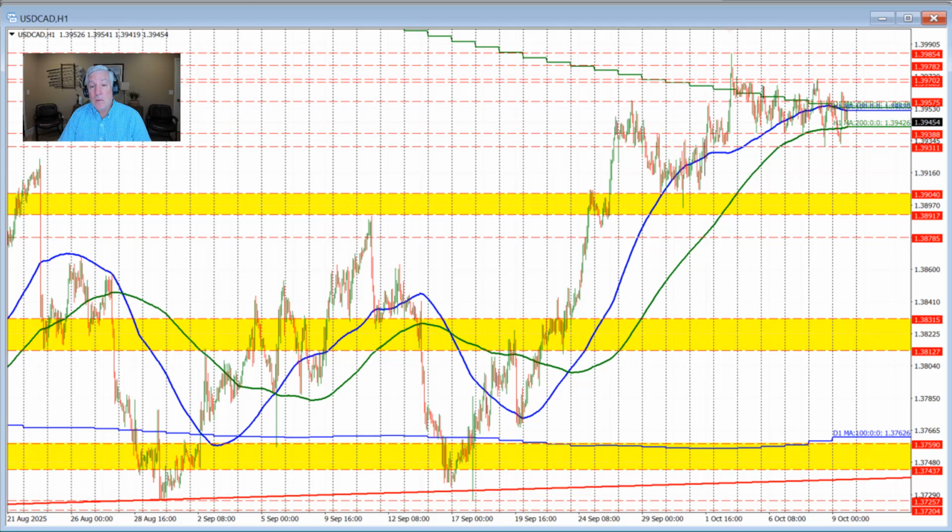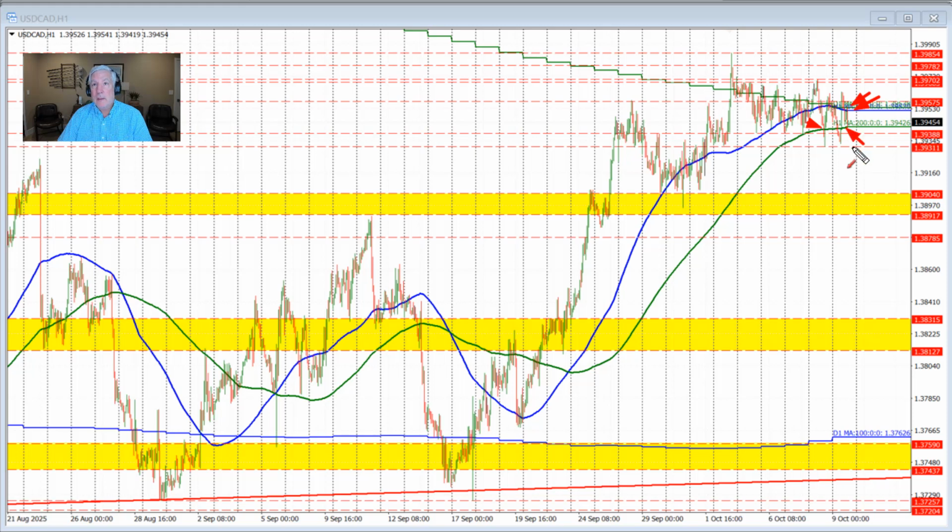In between sits the 100 and 200 hour moving averages and the 200-day moving average. That's this green line through here. Here's the 200-hour moving average down here, and what we could say in trading here today was the price fell below the 200-hour moving average like it did yesterday, but could not sustain the move to the downside, and we've come back down toward that 200-hour moving average at 1.3942.